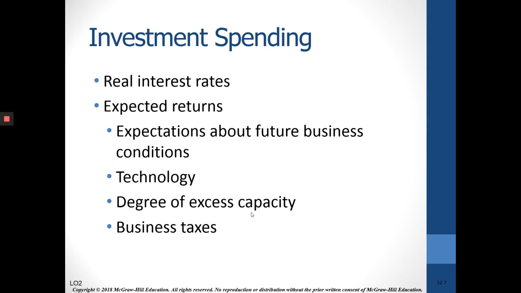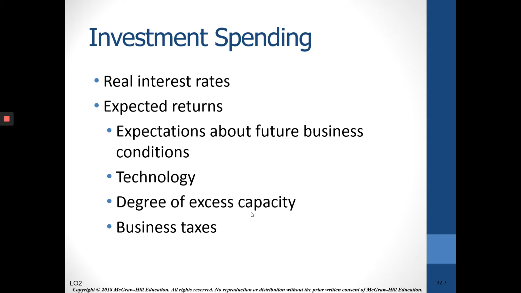Other changes, investment, interest rates matter. We know that real interest rates are nominal rates minus the inflation rate. That equals the real interest rate. And those have to be positive for banks to make money. Investment spending goes down, obviously, if expectations about future business conditions are not good. Technology matters to investment spending. The more technology available, the more likely businesses are to spend on that so that they can get more productivity. If there's a lot of excess capacity, certainly they're not going to expand.